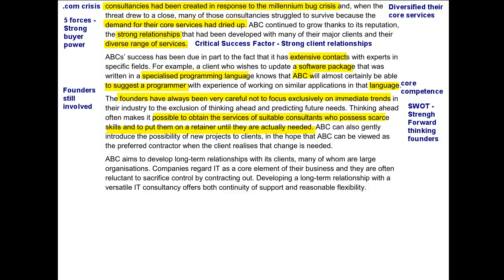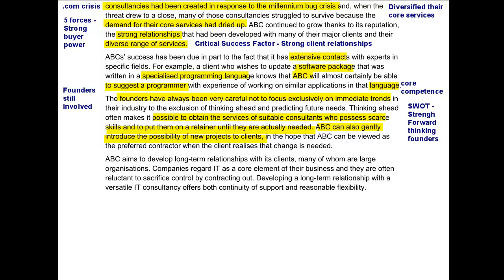If you look at this final sentence here, ABC can also gently introduce the possibility of new products. So perhaps ABC is working with a client and they see that the client has a certain problem and they know that they are working on a solution which will one day solve this problem, they can start bringing up with the client that we are working on a system that will allow you to combat this. I see you're having problems with this. Well, let me assure you that we are working on this for you, etc. So they're constantly upselling as well.